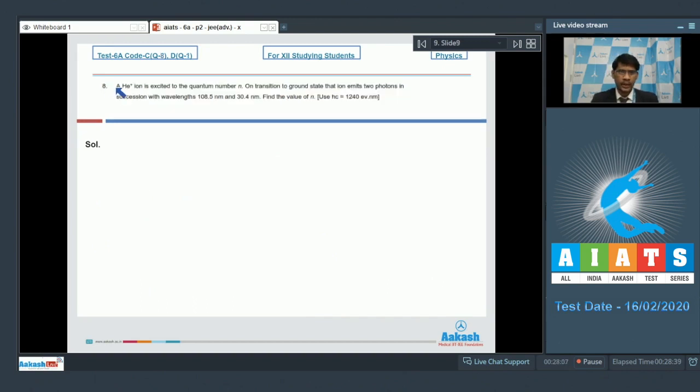Here in question number 8, a He plus ion is excited to the quantum number n. On transition to ground state, that ion emits 2 photons in succession with wavelengths of 108.5 nanometer and the other being 30.4 nanometer. Find the value of n. Use hc to be equal to 1240 electron volt nanometer. This to be n is equal to 1, 2, 3 and further here it was n.